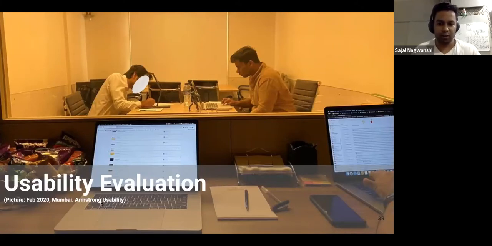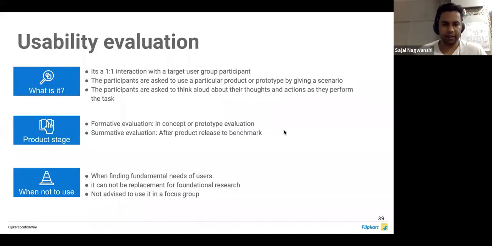So you have the stakeholders who are sitting on one side of the mirror, and this is a one-way mirror. And on the other side, there's a moderator and a participant, where the participant is the one who's performing the task while the moderator is conducting it. And the observers or the stakeholders can observe this from behind the one-way mirror. So that's how the setting looks. When you talk about usability evaluation, it's an extremely important step in your formative evaluation or the summative evaluation, which means before launching the product or even after launching the product, both times it's extremely essential.